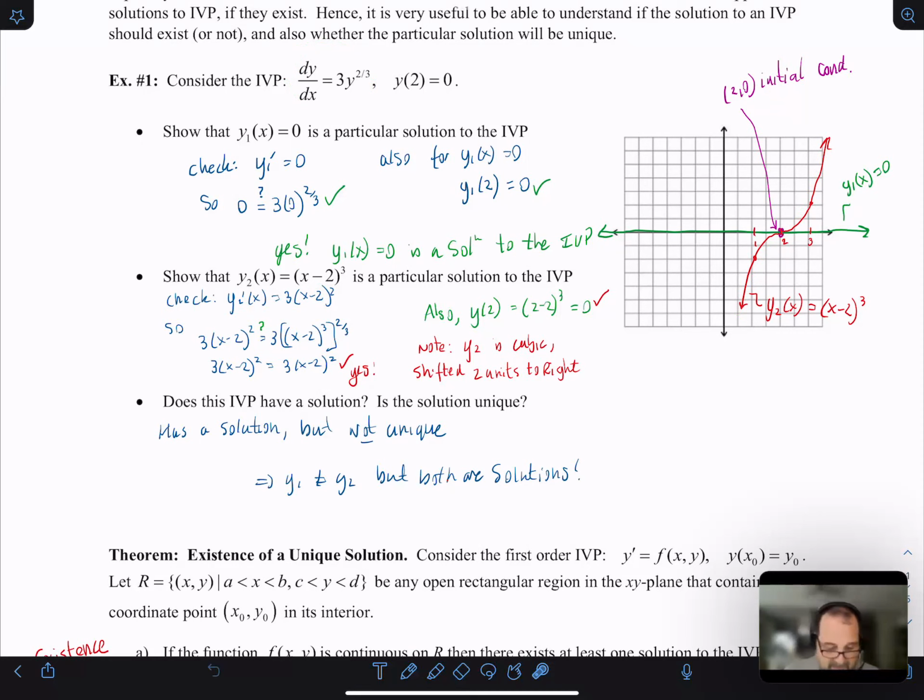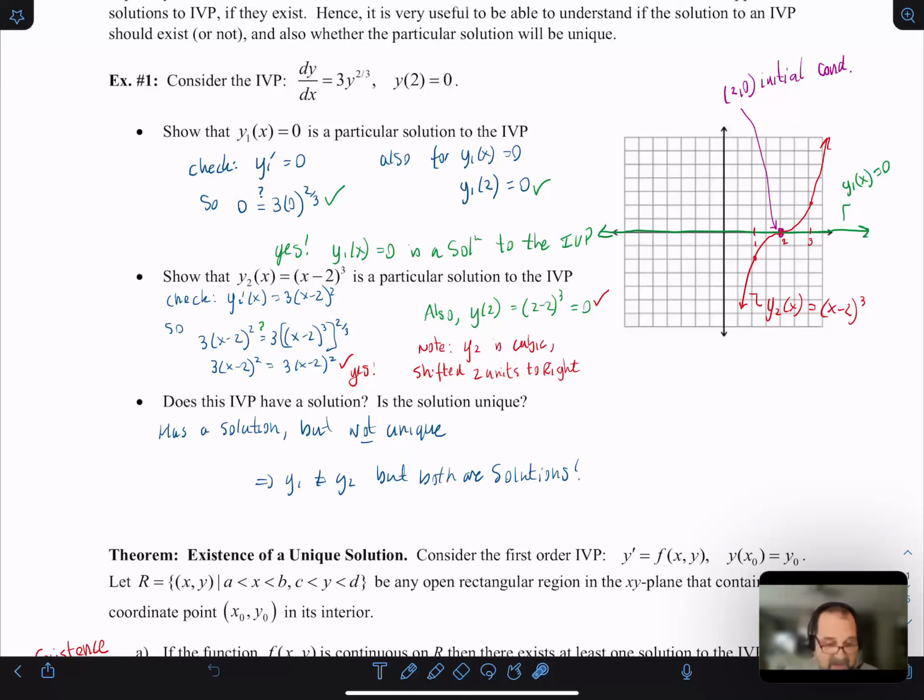So here I have an example where we have an initial value problem. It does have a solution. So the initial value problem does have existence of a solution, but that solution is not unique because we have identified at least two solutions so far, right? So this one has a solution, but is not unique. This is the sort of thing we'd like to be able to identify ahead of time. Can we decide when the solution will exist? Can we decide when the solution would be unique?